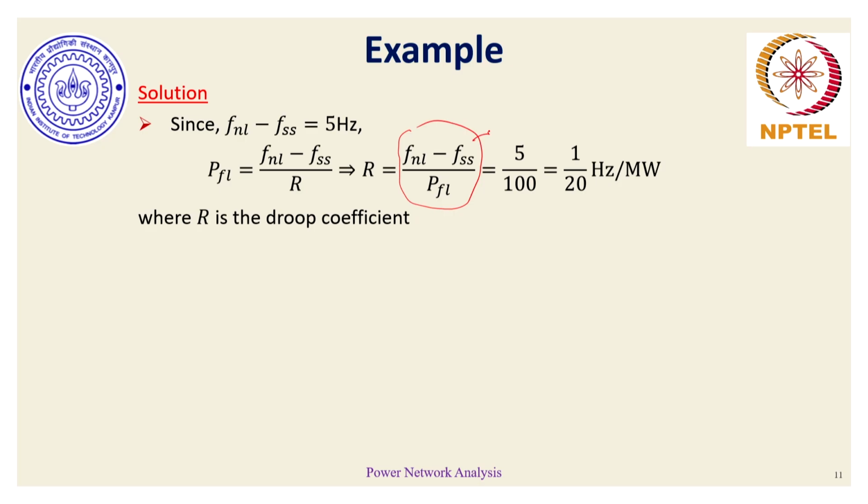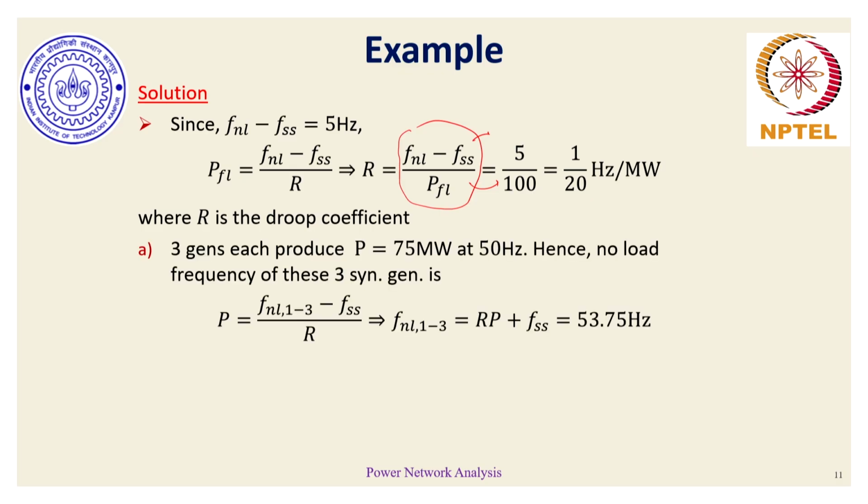So, this is 5 Hz and rated power is 100. So, 1 by 20 Hz per megawatt is the value of speed regulation, or droop coefficient. For the first bit, where the total load is 260 megawatt, 3 units are generating 75 megawatt at 50 Hz. So, to find the no load frequency, P is given as 75 for each unit, R is equal to 1 by 20. The no load frequency of the first 3 units is 53.75 Hz for 75 megawatt to be generated at 50 Hz.